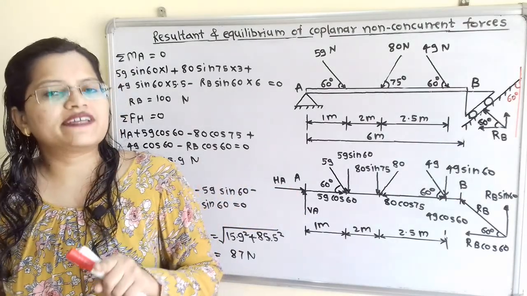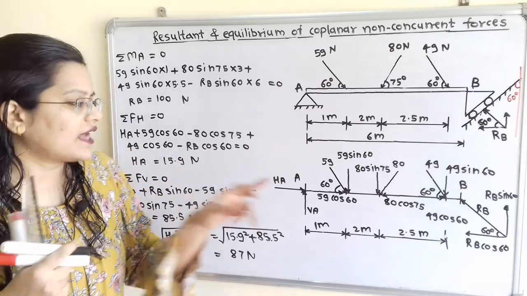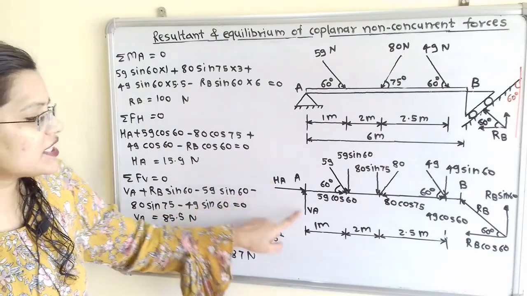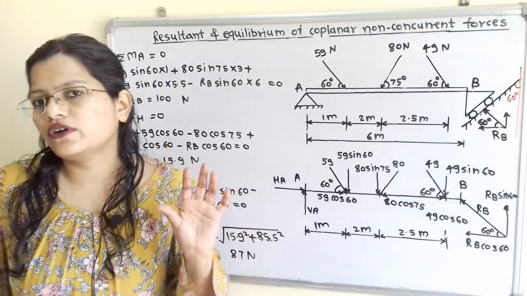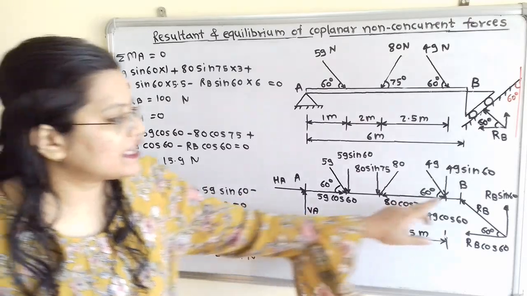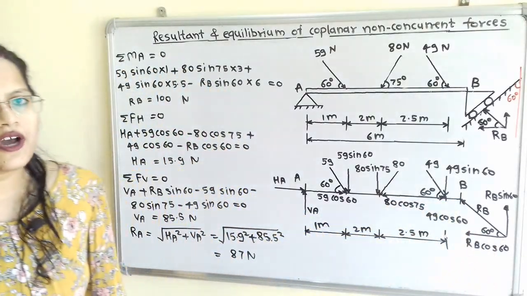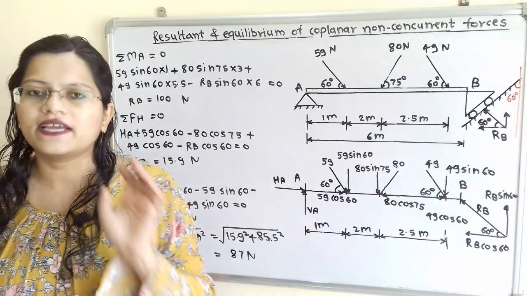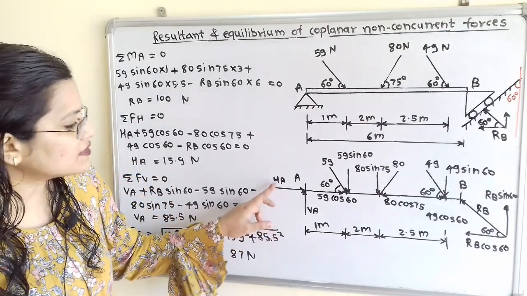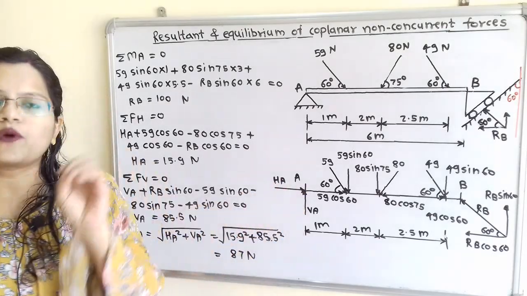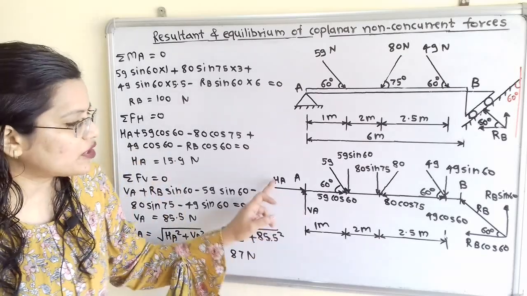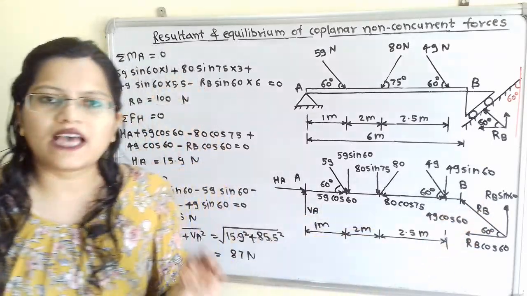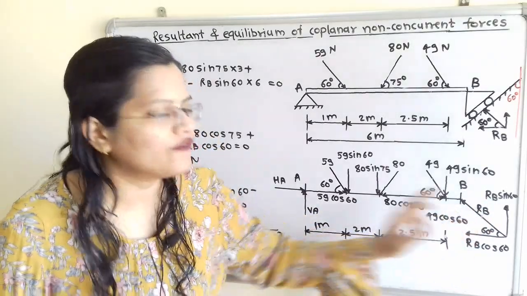Now why are we going to take the moment center as point A? If we observe this free body diagram, here HA and VA are two unknown components of the force, and RB is the one other unknown. So if we take the moment of all the forces about point A equal to 0, then HA and VA act at point A, so these two components will become 0, and then only one unknown is remaining, that is RB, and we can find out the value of RB.